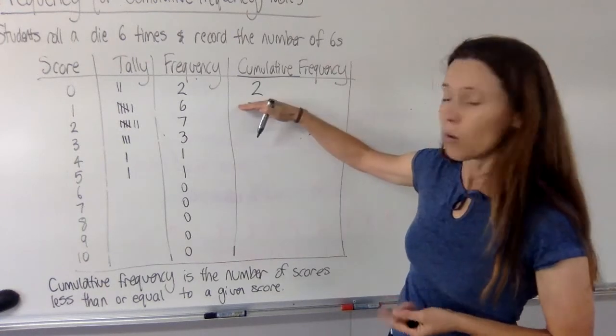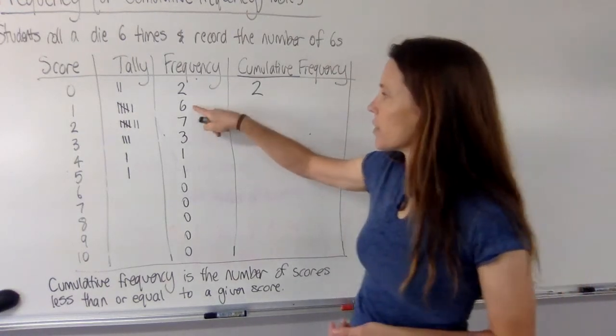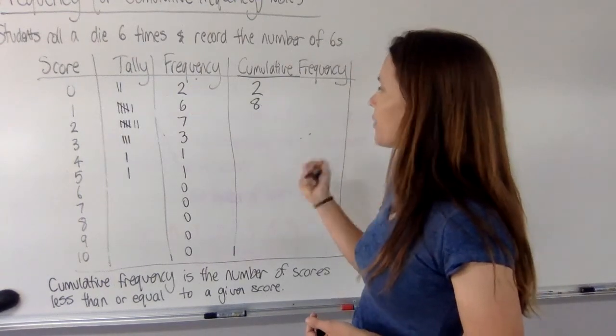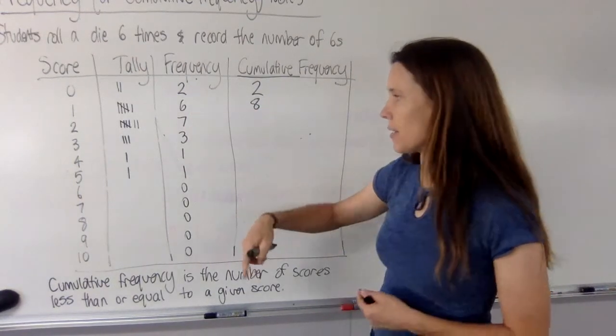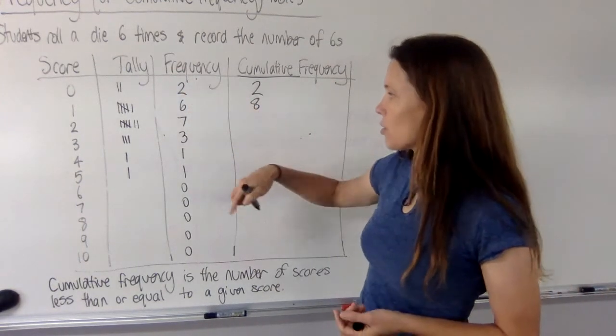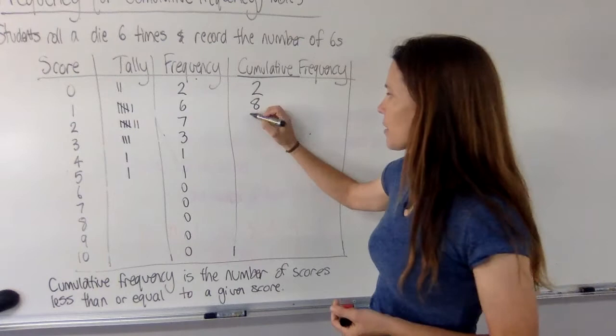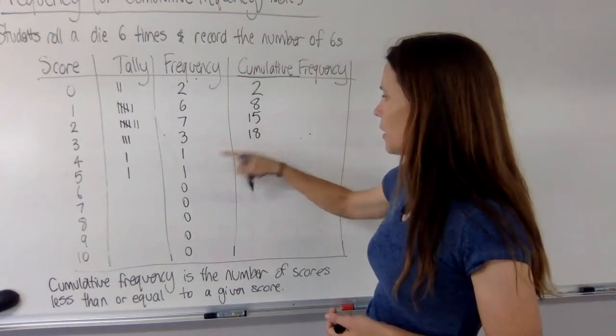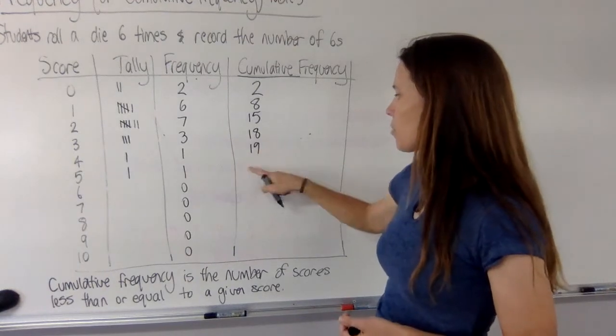How many people got 1 or less? Well, it's these 6 people who got 1 plus those 2, so we have 8. And each time we're just adding this next number. How many people got 2 or less? 7 plus 6 plus 2. So obviously we need to do the 8 plus the 7, and we can add them up. Now we need to add these 3 people, this 1 person, and this 1 person.